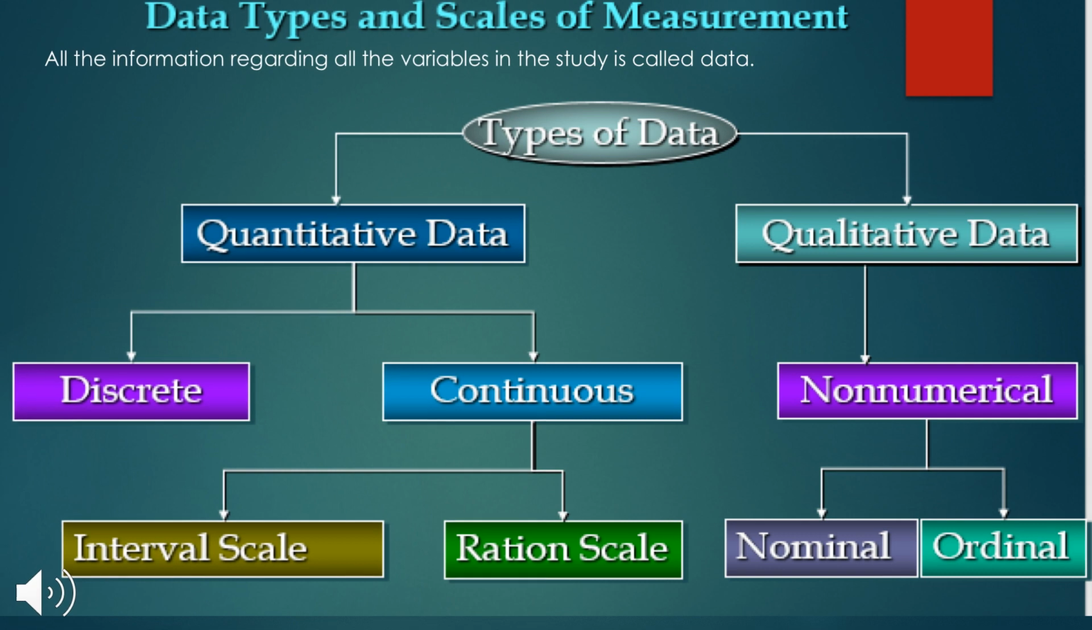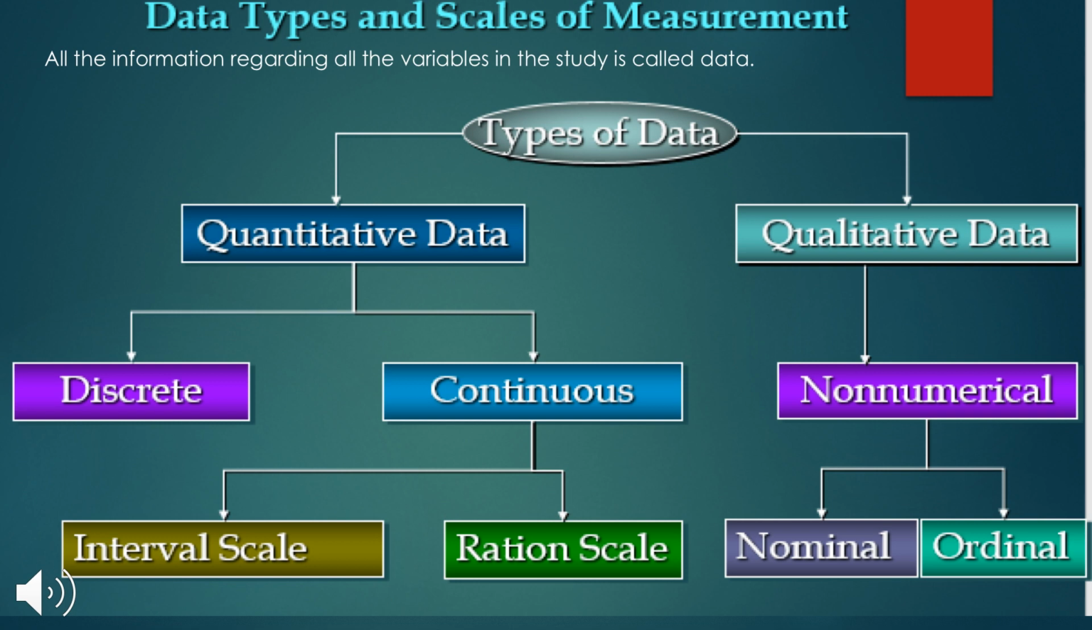So, any information on which you are going to do the study, if you are going to do the study on the human population or in a particular business like biscuits business, chocolates business, or if you are going to do a test on anything, that is a variable. All the information regarding that variable, we call it data. This data is of various types: quantitative data and qualitative data.